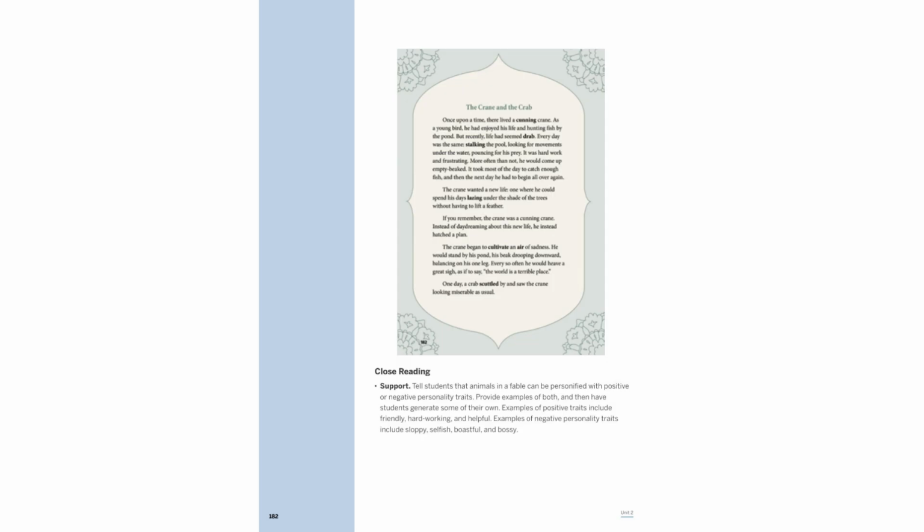Animals in fables often embody human traits, both positive and negative. For instance, a character might be friendly, hardworking, or helpful, showcasing positive traits. Conversely, they might be sloppy, selfish, or boastful, reflecting negative traits. Encourage students to think of their own examples, enhancing their understanding of personification in fables.